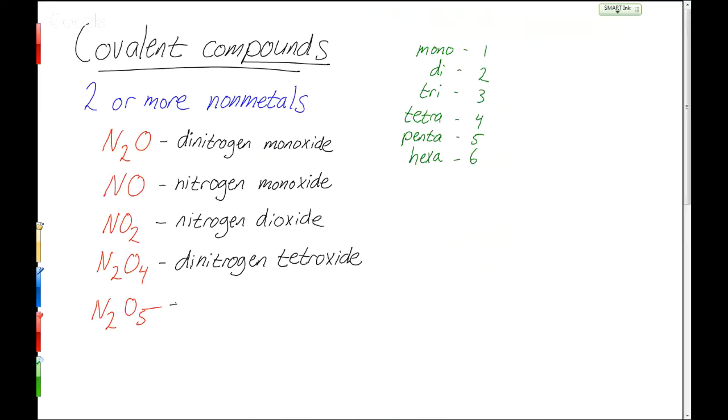What would you call this one? Dinitrogen pentoxide. Yeah, you got it. Dinitrogen pentoxide. So that's it. That's not too hard, right?